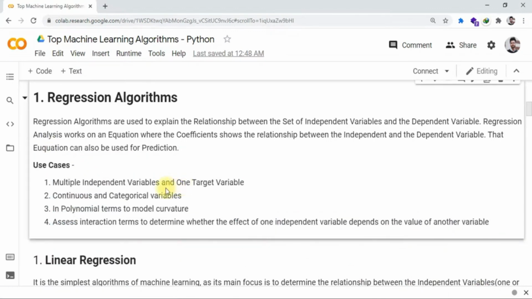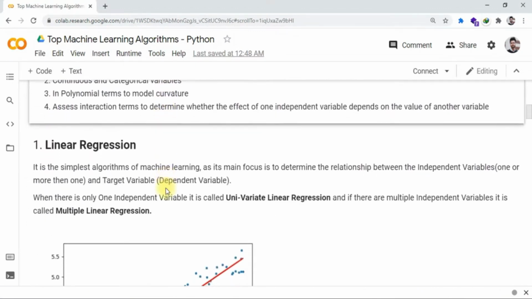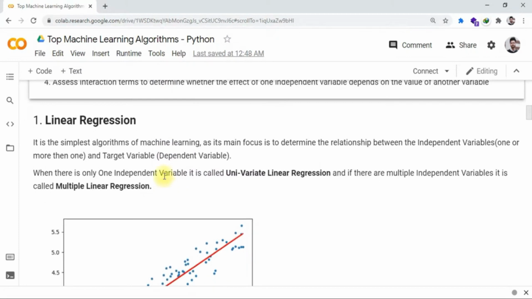And now our next section is linear regression. Linear regression is the simplest regression in machine learning algorithms. If you understand this algorithm, all other algorithms are very easy to understand, because it is the base of machine learning algorithms. Its main focus is just to determine the relationship between the independent variable and the target variable, or the dependent variable.